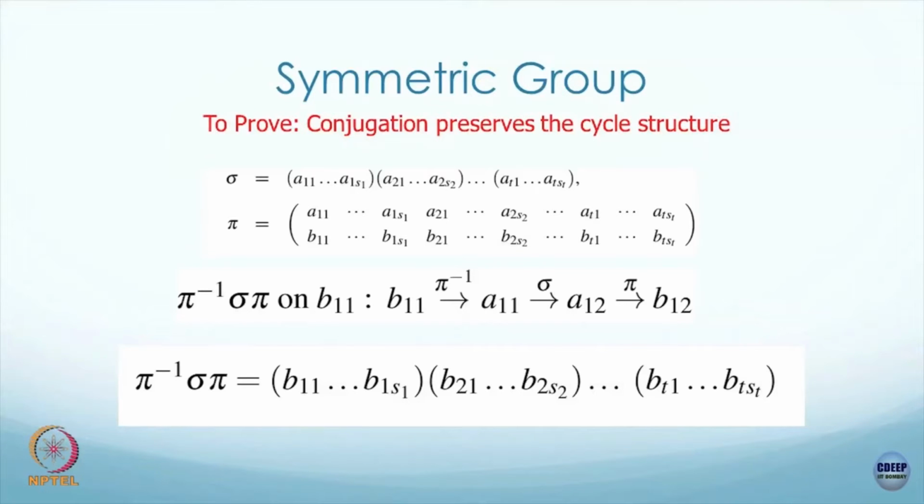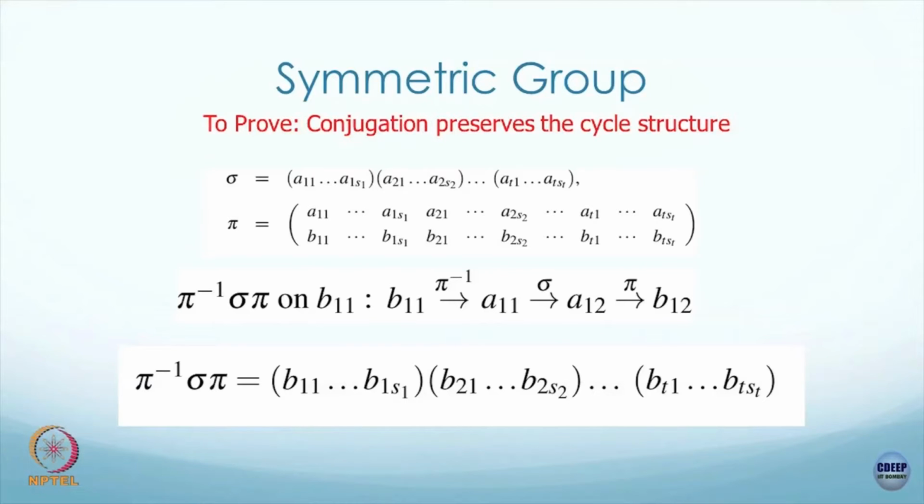I am not saying what B11, B1S1 are, some other elements; it does not need to be the cycle structure. A11 will go to one of those elements from the set and I am just calling them B11 and so on, okay. We want to prove conjugation preserves the cycle structure, that is the motivation. So, we want to do pi inverse sigma pi, where pi is some arbitrary permutation element in the same symmetric group of degree which was there for sigma.